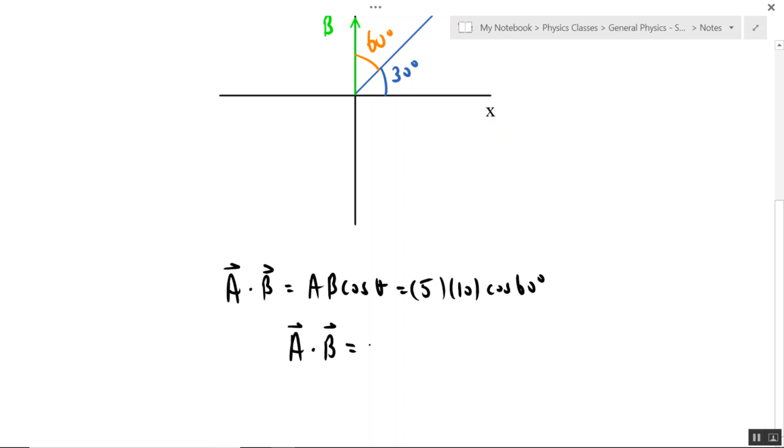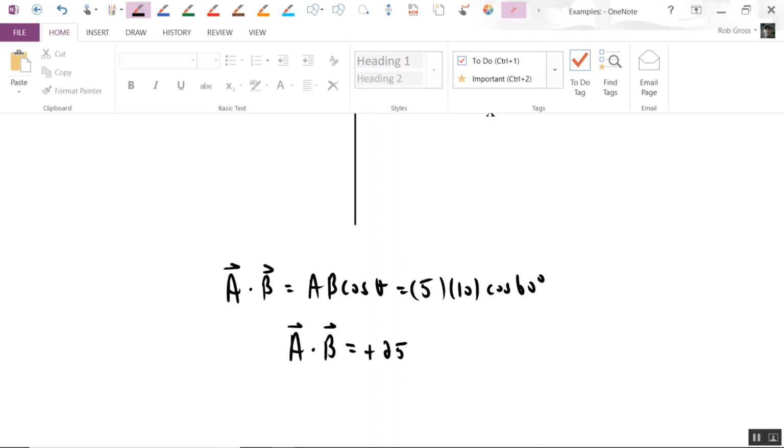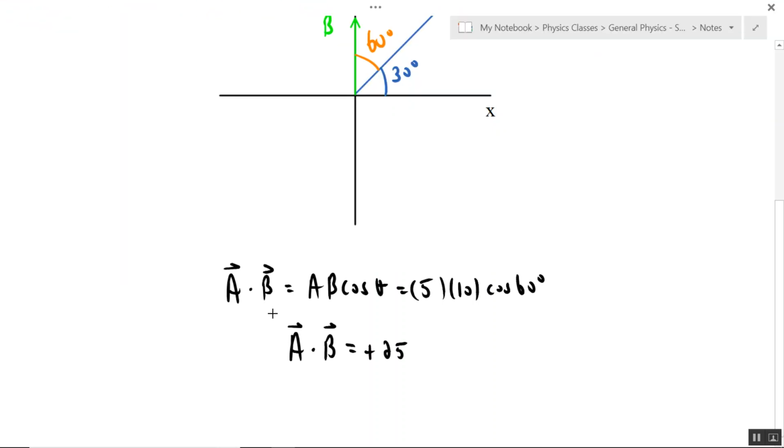Positive 1/2. Remember, the dot product can be positive or negative, just depending on the angle. Sometimes the cosine of an angle is negative. We went over that, but here it's positive. So you get positive 25. That's the answer. That's the dot product of A and B. Does that make sense? All right. So let's do a slightly more complicated problem.